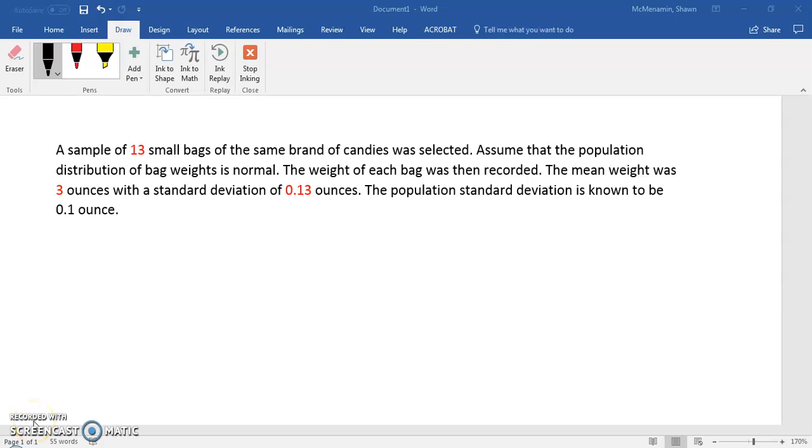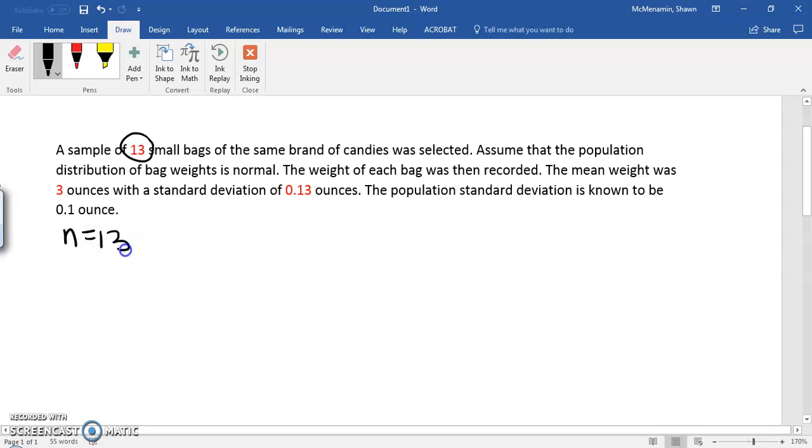For this problem, we need to find a 90% confidence interval. The sample is 13, so we're going to use the variable n equals 13. Assume that the population is normally distributed. The mean weight was 3 ounces. This is talking about the sample, so this is x bar equals 3.